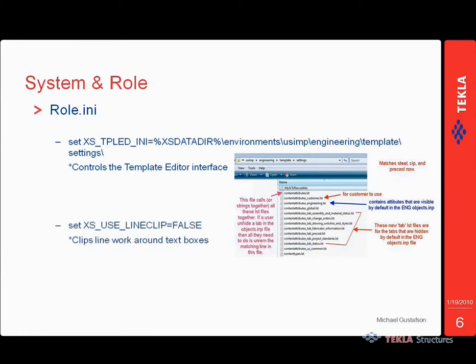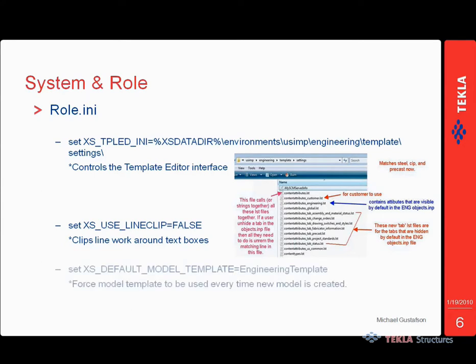And then we have a setting that we changed for how line work with drawings is clipped around text, and I'll show that in a second. And then also, there's a new variable that allows you to force which model template is opened automatically, or used automatically, when you create a new model.